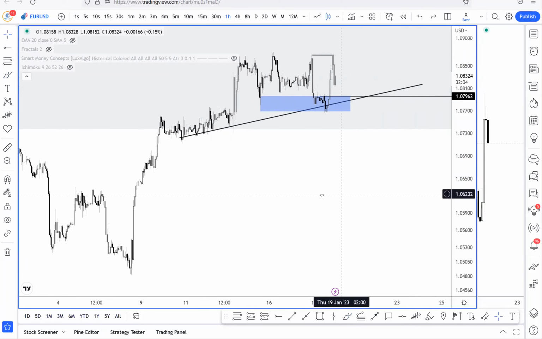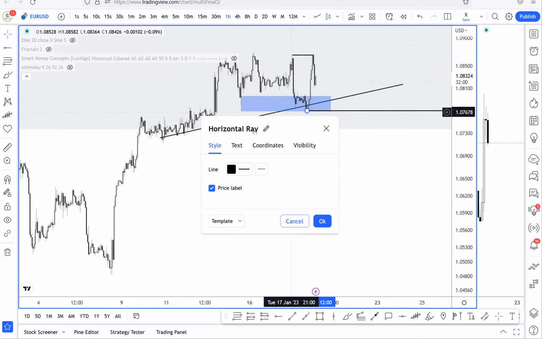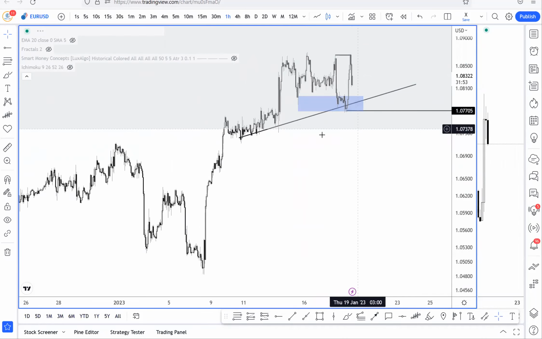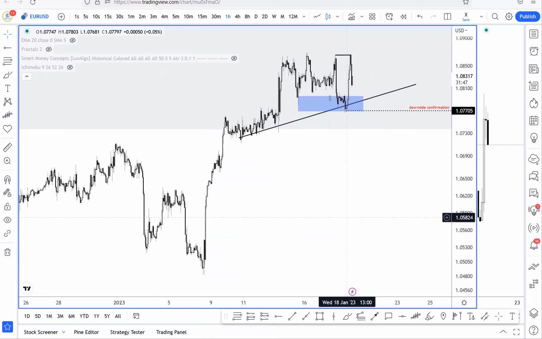So in this case, this is basically the support level for me to watch. A break of this low, this would be at about 1.070. So a break of this low would show us that there's more downside. So this is the area. This would be my downside confirmation. So we need a break and close below this level in order for a further push down.